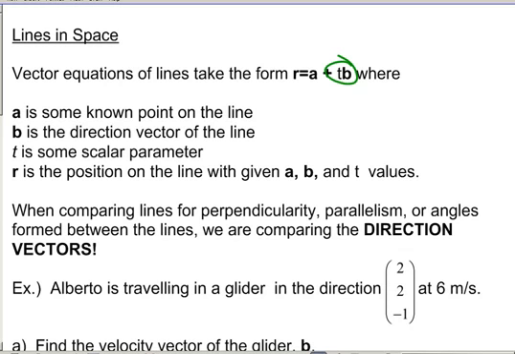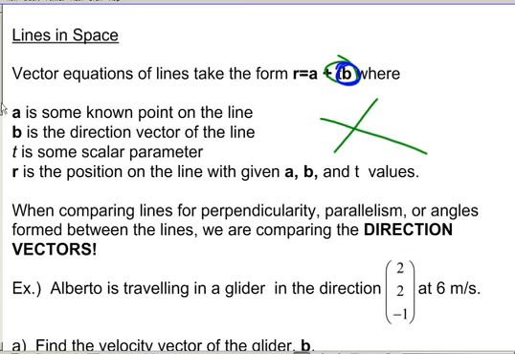When you want to compare lines for different properties, whether it be perpendicularity, parallelism, or angles formed between lines, so say I've got these two lines, I'm comparing the directions in which they're moving. So I'm always going to be comparing this direction vector b.